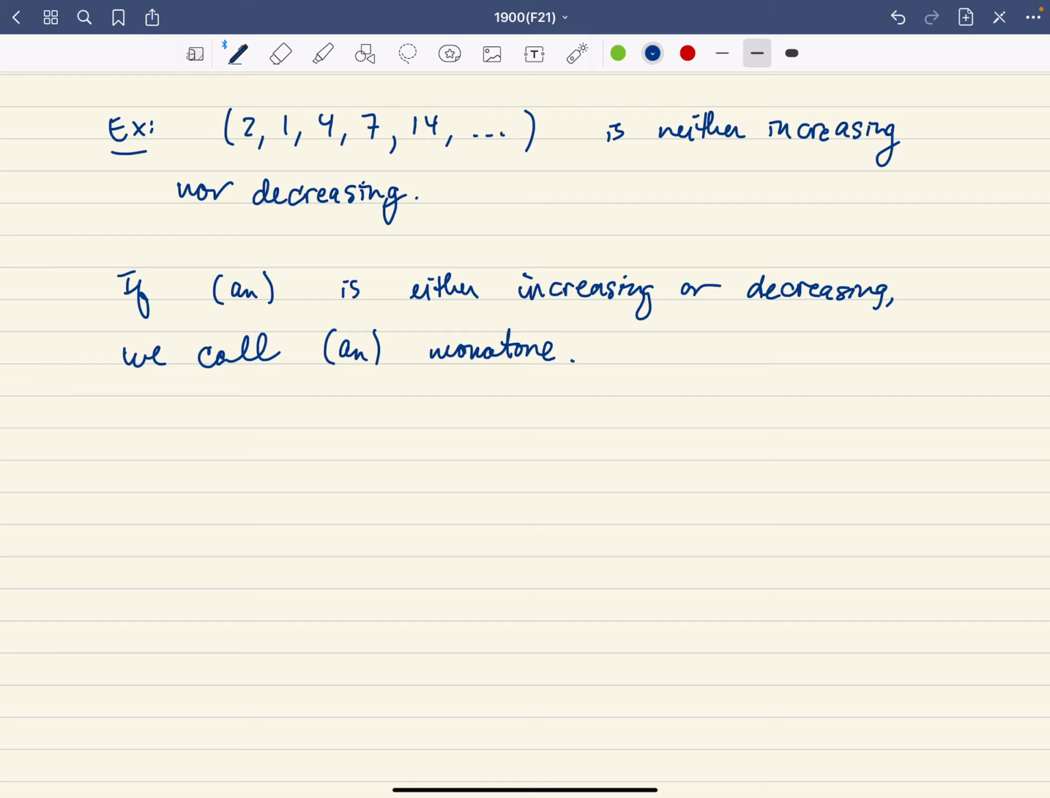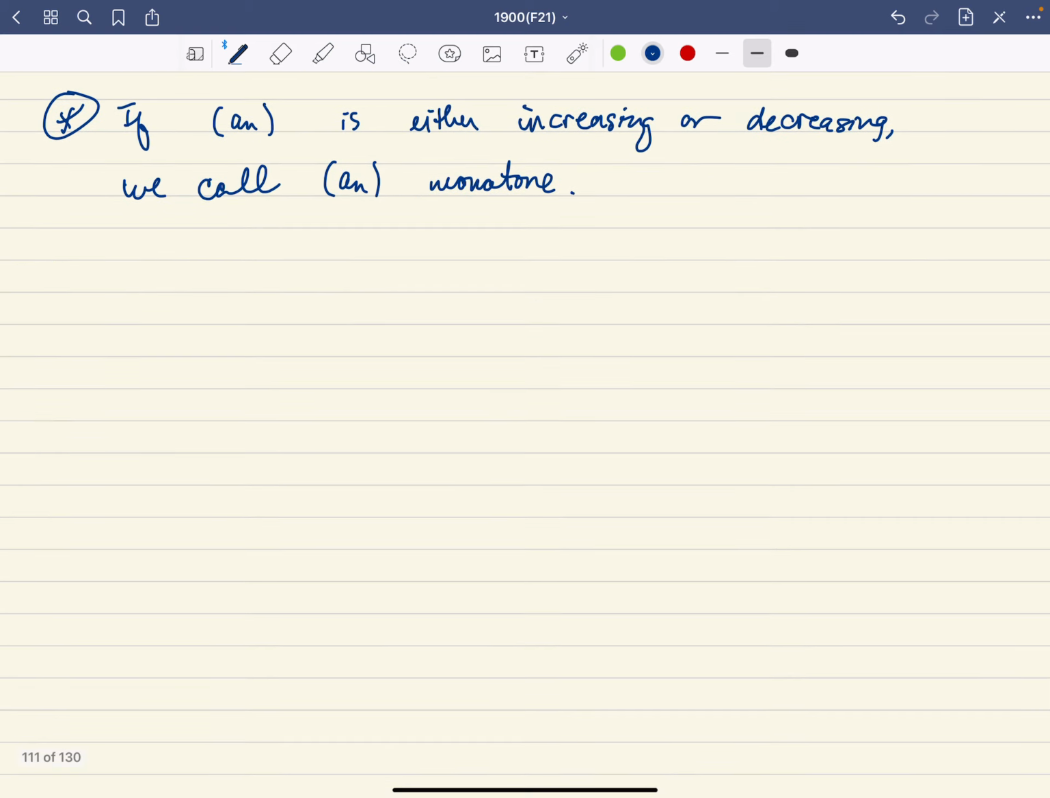If it's strictly increasing or strictly decreasing, we would say that it's strictly monotone. That means the values are not just greater than or equal to the previous ones, or less than or equal to the previous ones, but strictly greater or less. We don't allow the equality. So monotone is basically a fancy word for increasing or decreasing. That's the first characteristic of sequences.